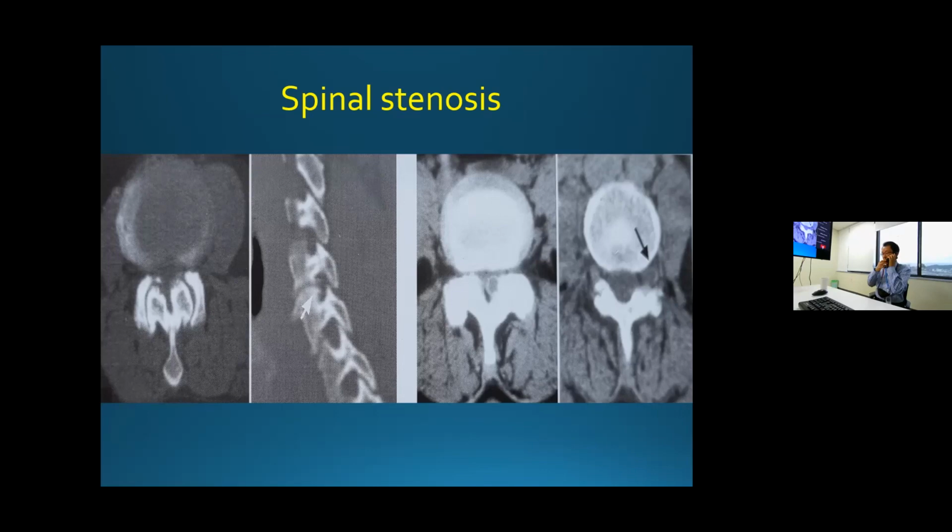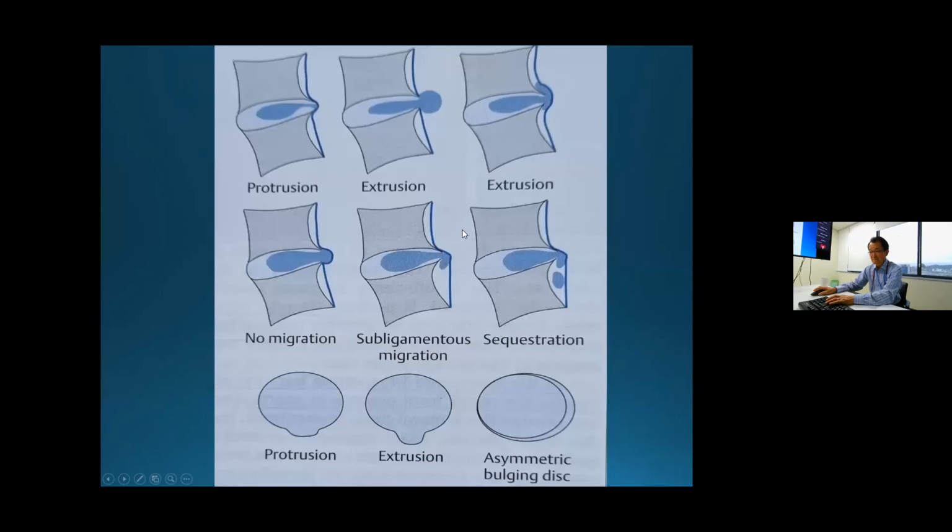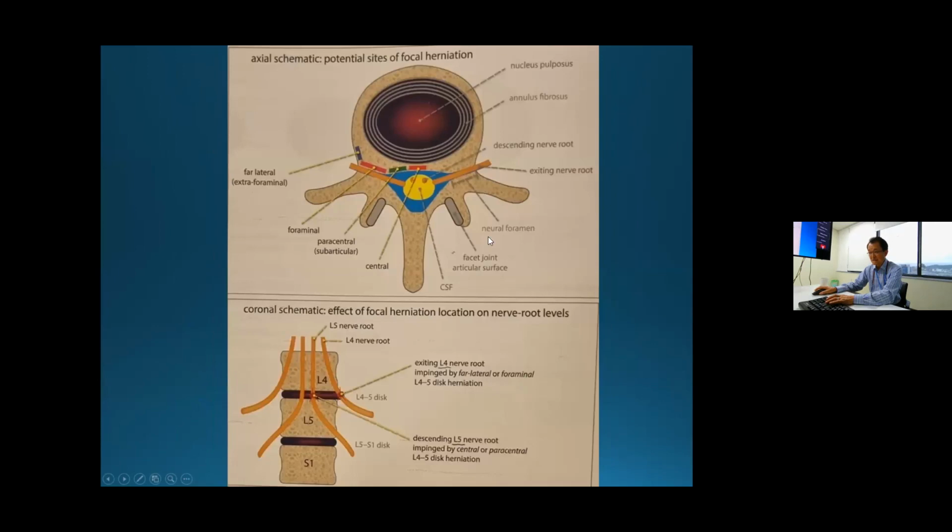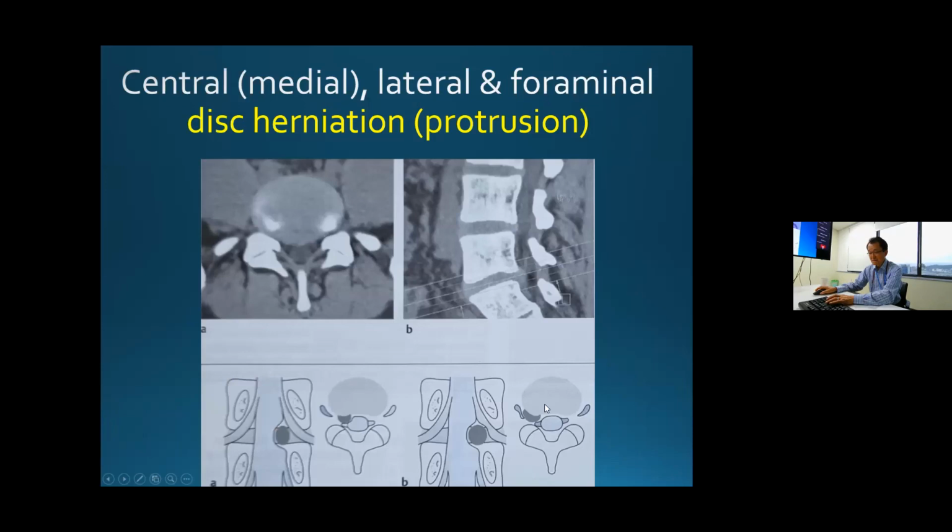Okay, this is discitis, vertebritis, this disc bulging. See, the terminology, protrusion, extrusion, migration, is all confusing. So here's a disc space. Here, herniation. See here, central herniation. This nerve root is narrowed, this central one. Otherwise it's a little bulging herniation. You see here.